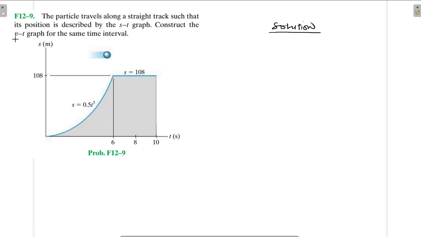So we have been asked to find the velocity-time graph for the same time interval. I'll also include the acceleration-time graph for the same time interval. So we have the position-time graph here from 0. The position of the particle up to time equal to 6 is governed by this function, 0.5 t to the power 3.